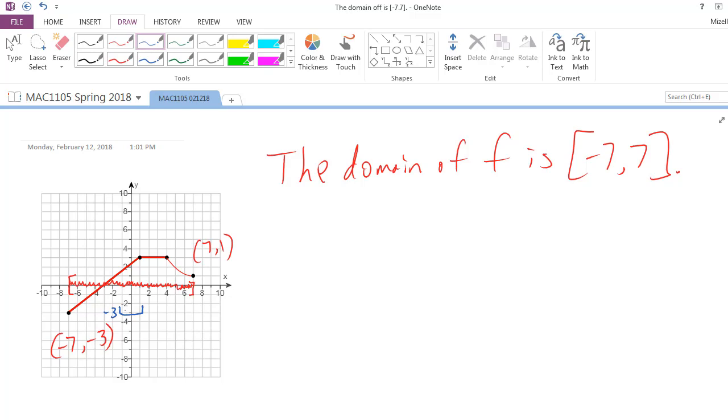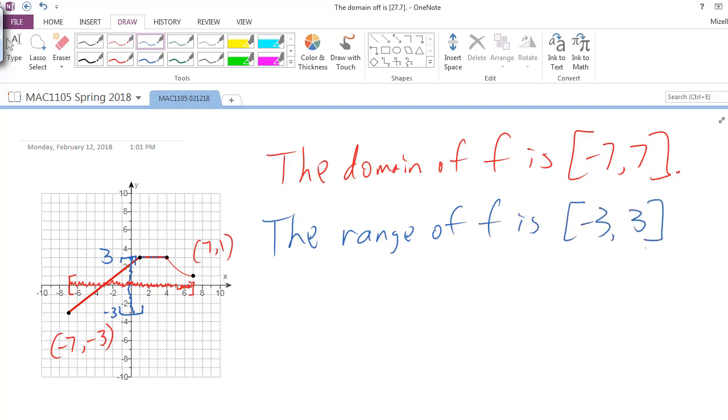There are several different points that could be considered as the highest points on the graph. Basically, all the points on this little line segment right there are the highest points on the graph, and they all have positive 3 as their y-coordinate. So the range extends from negative 3 to positive 3, including both negative 3 and positive 3. So domain, closed interval from negative 7 to 7. Range is the closed interval from negative 3 to 3.